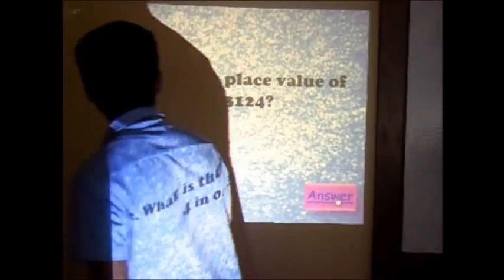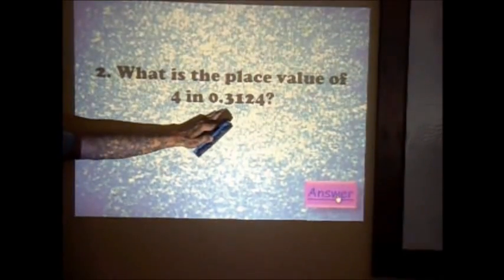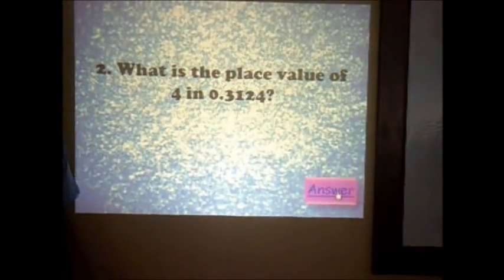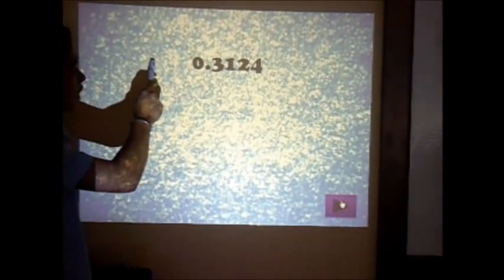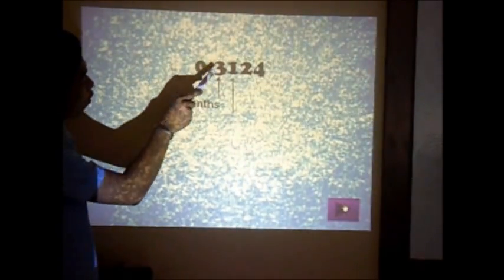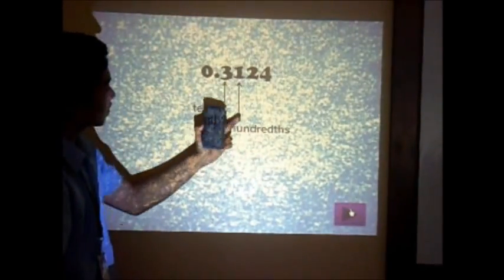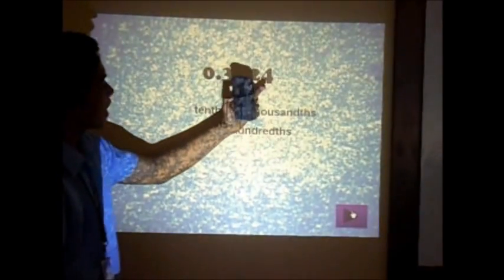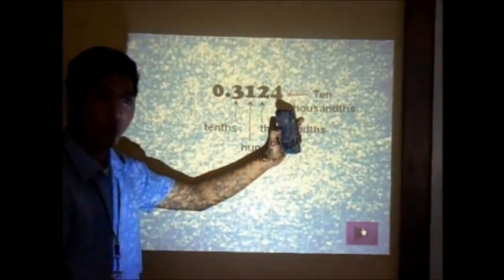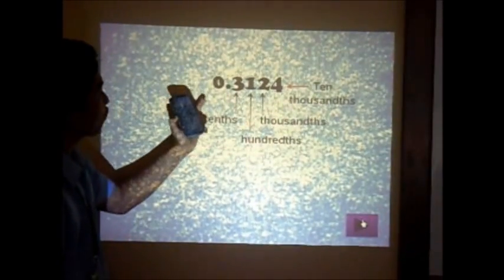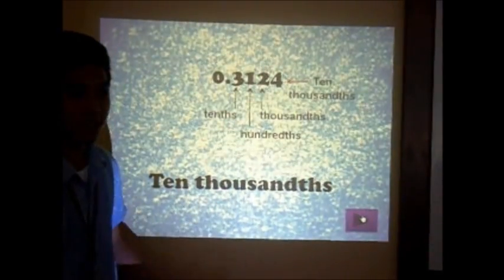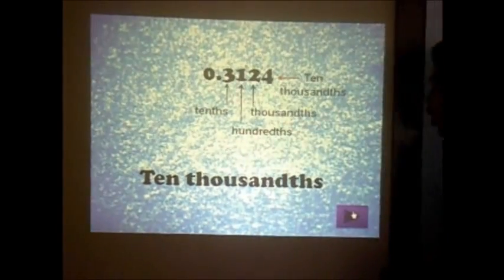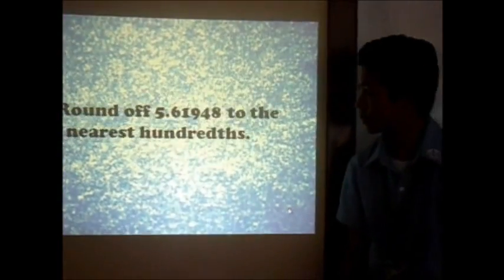The second question: what is the place value of 4 in 0.3124? Since this is our given number, this value is tenths, this is hundredths, this is thousandths, and this is ten-thousandths. In the given question, we are to find the place value of 4. So our answer is ten-thousandths.